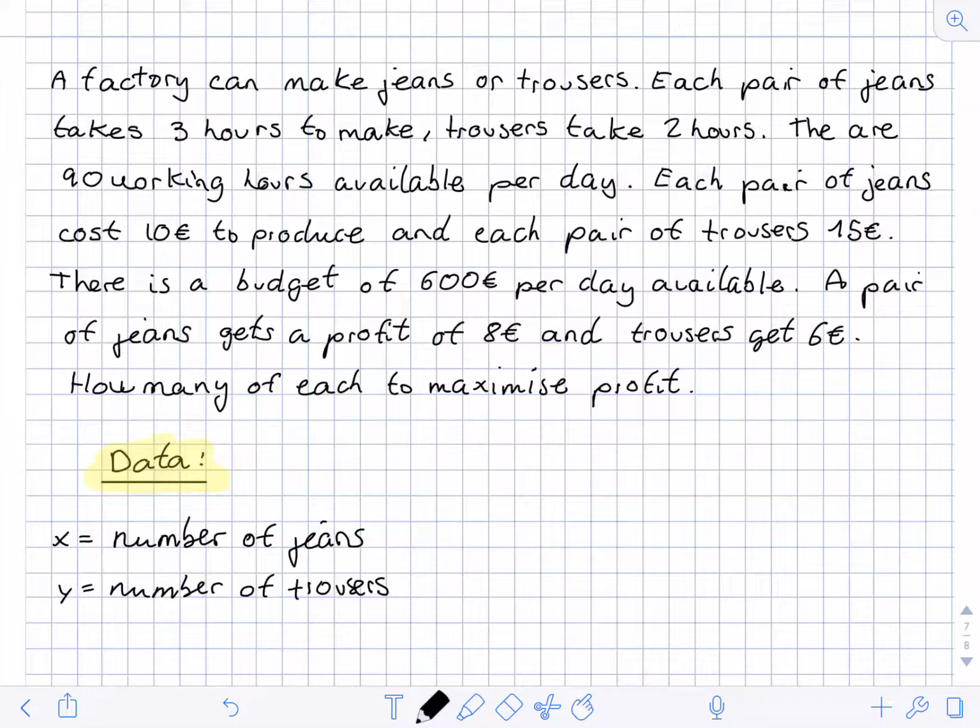Okay, so we have the following problem. A factory can make jeans or trousers. Each pair of jeans takes 3 hours to make. Trousers take 2 hours each. There are 90 working hours available per day.